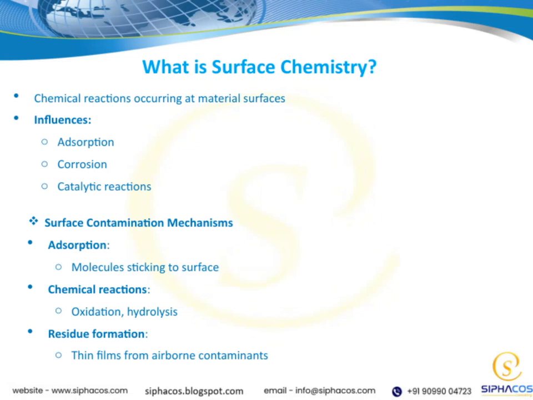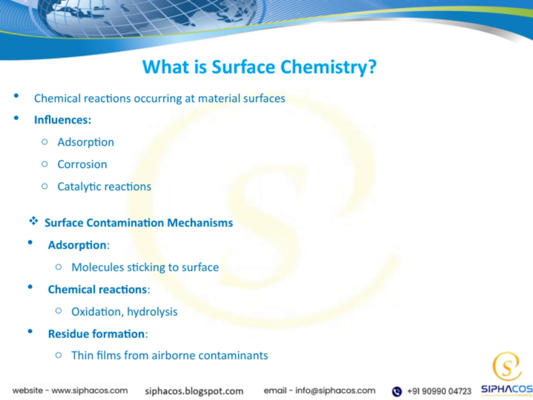Now, let's explore surface contamination mechanisms. One key process is adsorption, which is when molecules stick to a surface. This might seem simple, but it plays a big role in contamination and surface reactions. Next, we have chemical reactions like oxidation and hydrolysis. These reactions can alter the surface chemically, leading to corrosion or other changes. Residue formation is also important. Think of thin films that form from airborne contaminants settling on surfaces over time.